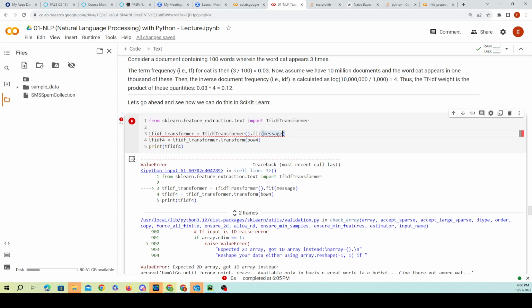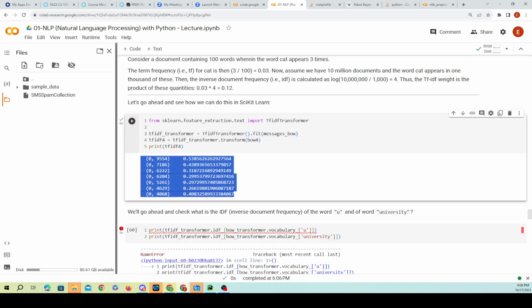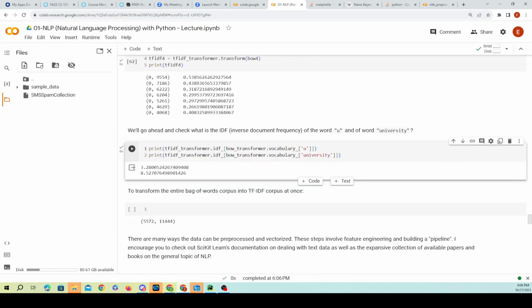Yes, so I was actually doing it on the wrong message, right? We don't want to do it on message. We want to do it on messages_bow, because that's what we have actually trained. Now we can see that works there. And now we can actually check what is the weight value of each of these words, U and university, within the transformer data.